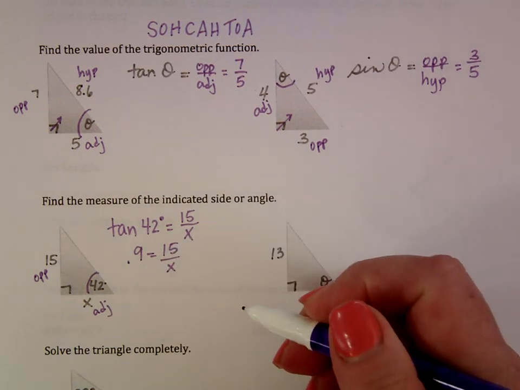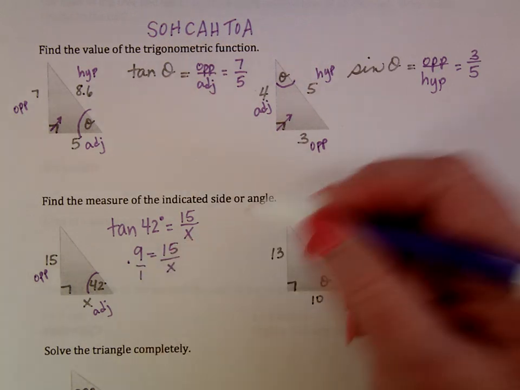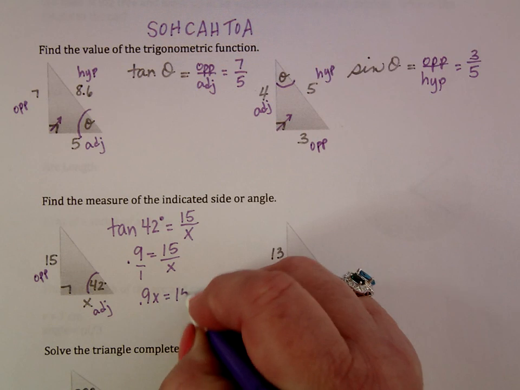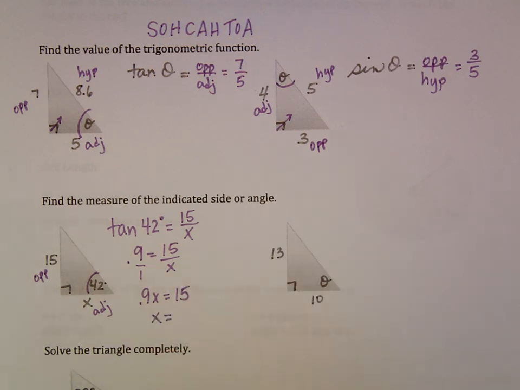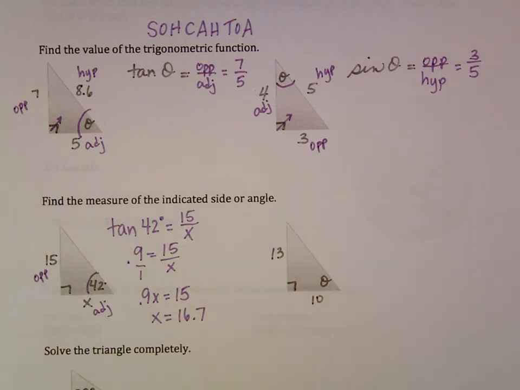And remember I said you're either multiplying or you're dividing. So to keep it straight, we put that over 1 and then cross multiply. So I've got 0.9x equals 15. And if I want to know what x is, I want to know what 15 divided by 0.9 would be. And that comes out to be 16.7. And so that's your x, solve for x, the missing side.